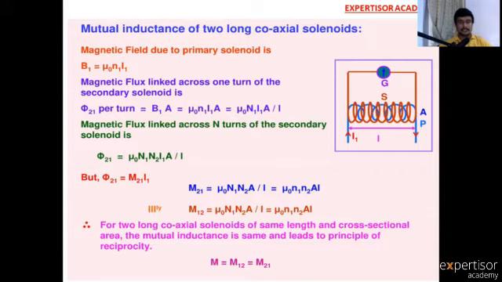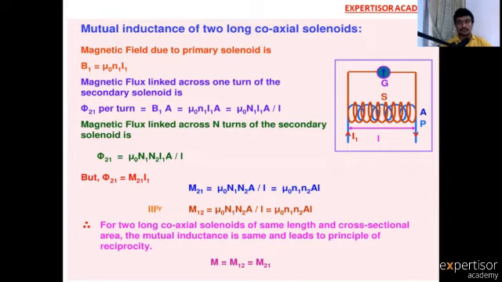So let's enter the mutual inductance of two long coaxial solenoids. Consider two solenoids. Here two different colors of rings are there. The first one is the primary, the second one is the secondary coil. These two solenoids have the same axis, so they are coaxial.